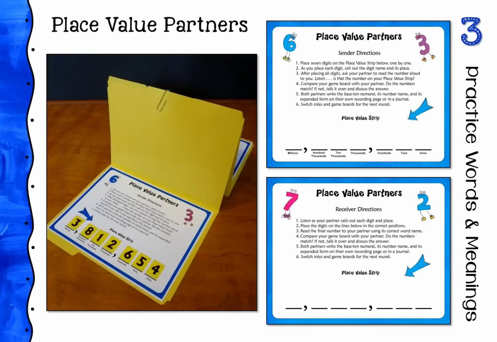And when they go through all of the numbers, then they take the paper clip off and they turn and compare their boards to see if they have the same answers. The sender and the receiver are doing this at the same time. So that is really effective, and the kids really like it a lot.